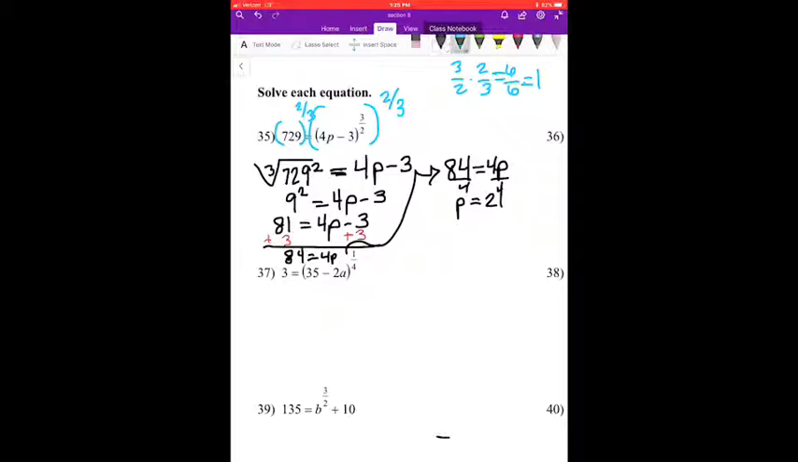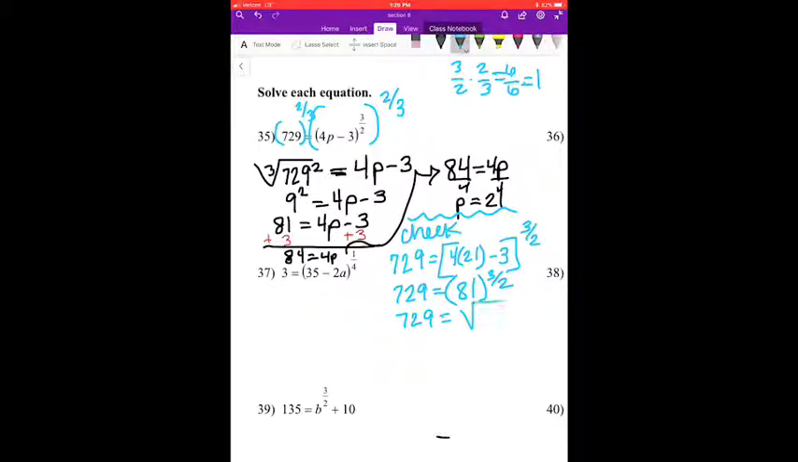I'm going to check my work. So that's 4 times 21 minus 3 raised to the 3/2. So I'm going to simplify inside those brackets before I do anything with the exponent. And when I'm checking, I don't have any variables, right? So I'm not moving things to one side or the other of the equation. So 4 times 21 is 84. 84 minus 3 is 81 raised to the 3/2.